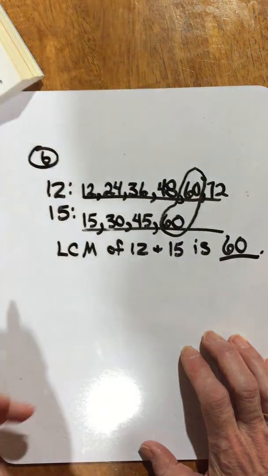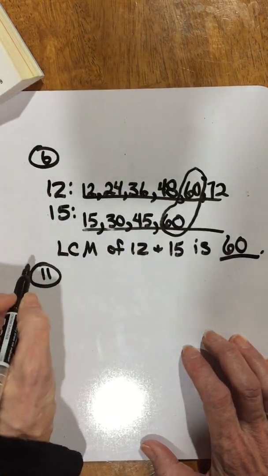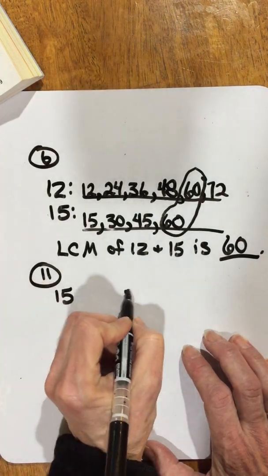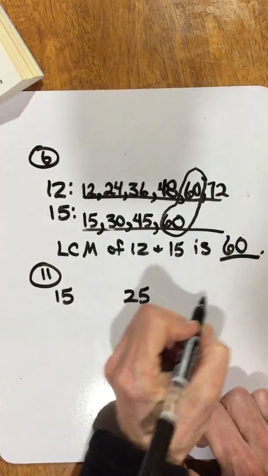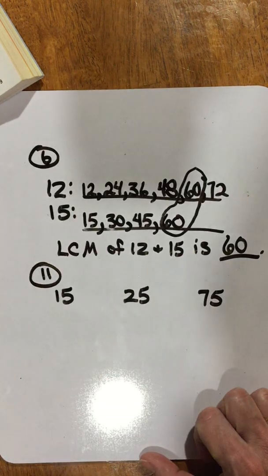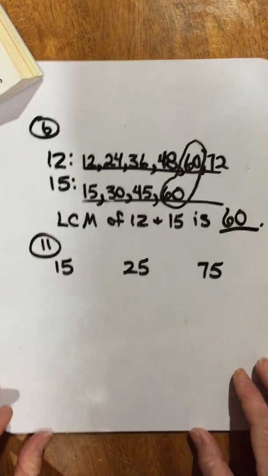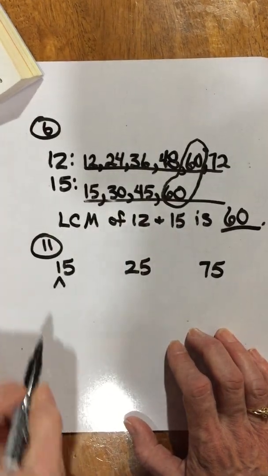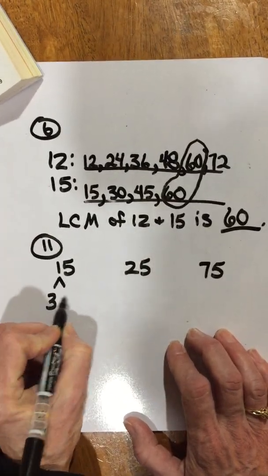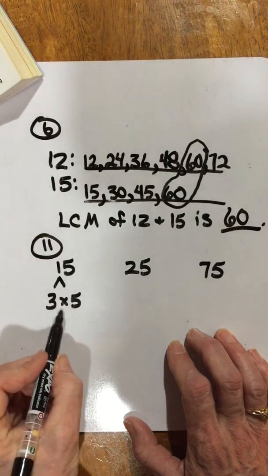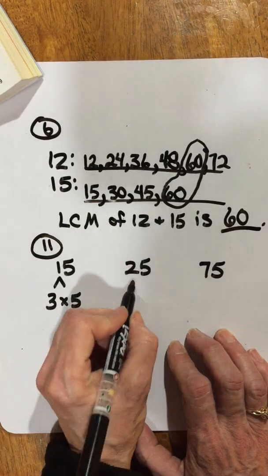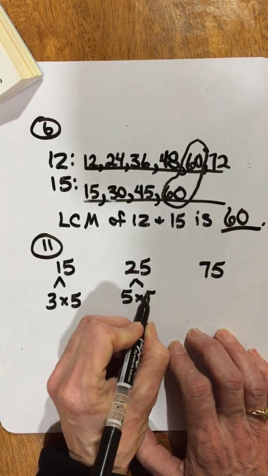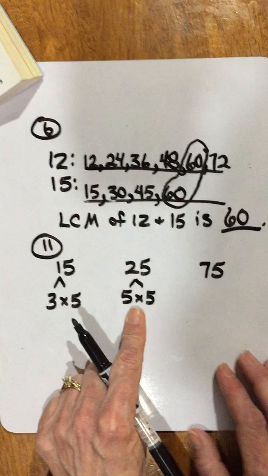How about number 11? Number 11 is 15 again, 25, and 75. We're going to list out the prime factorization for this, like a prime factor tree. Here we go. For 15 we have 3 times 5 makes 15, and they're both prime, so we're done. Wow, for 25 this could be easy too. We've got 5 times 5 makes 25, and they're both prime also.